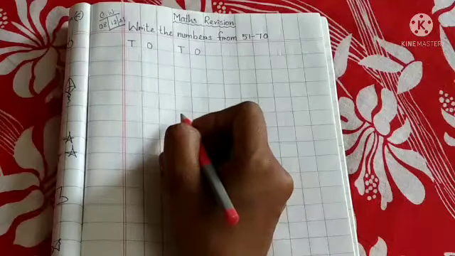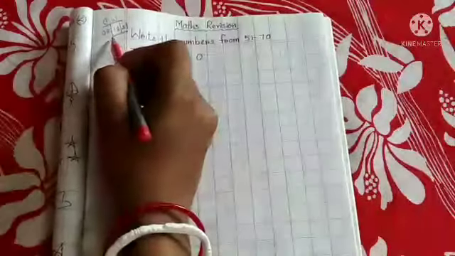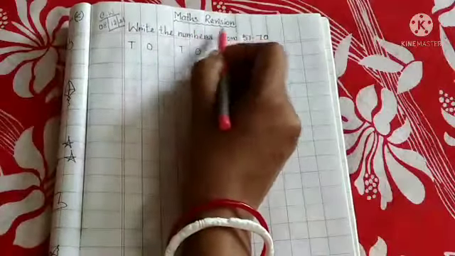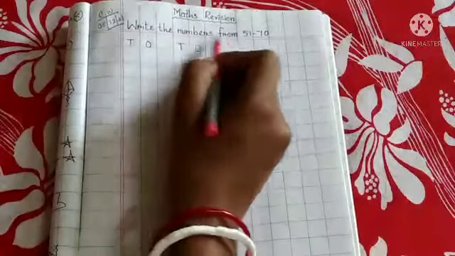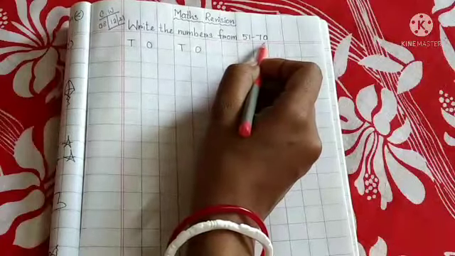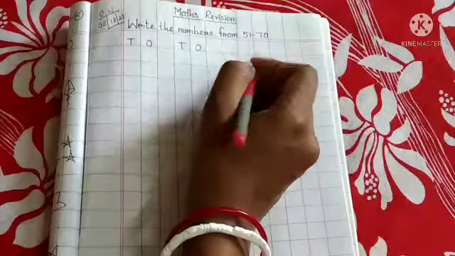So children, hold your pencil, write today's date and here you write maths revision. Write the numbers from 51 to 70. So let us write the numbers.